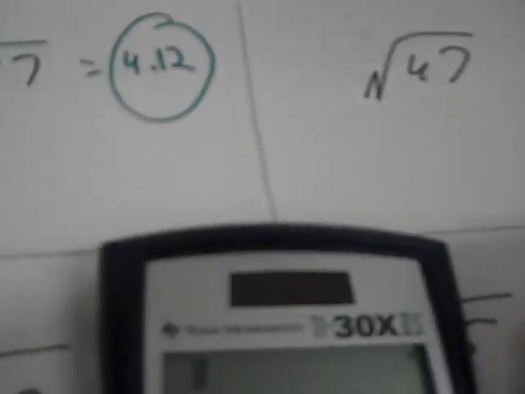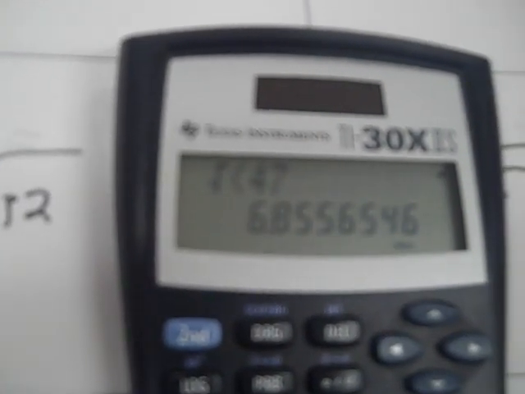Okay, 47, not in the bubble. It's a little less than 49, so it's probably going to be something a little less than 7, okay? Because 49 is 7 times 7, but 47 is less than 49. So I hit second, and then this key here, the x to the second power button to get the square root. You got to hit second first, so 47, and that's 6.85. You can also go 6.86, okay, or 85. I don't care which one, 85 or 86.